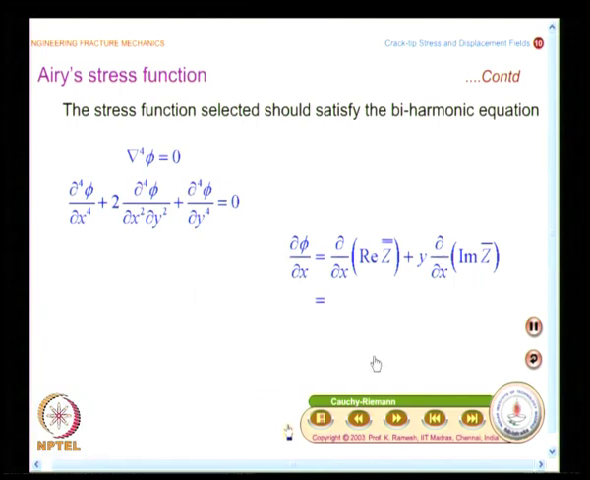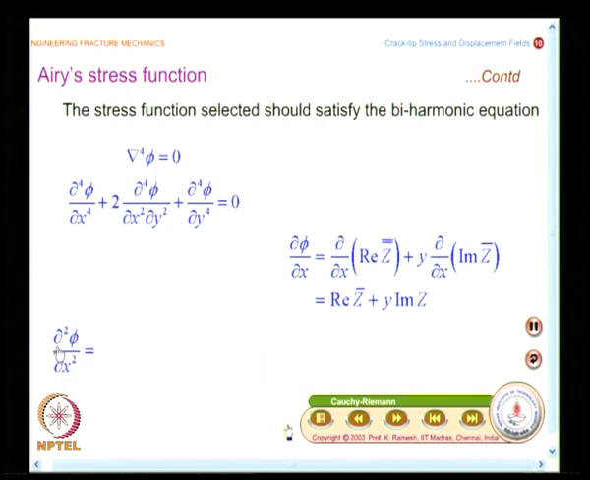I am happy to see some of you have got it correctly. This is nothing but real part of z bar plus y imaginary part of z. If you know how to write this, rest of the derivation is simple and straightforward. In fact, you would do this for all the derivatives now. I would give you sufficient time.